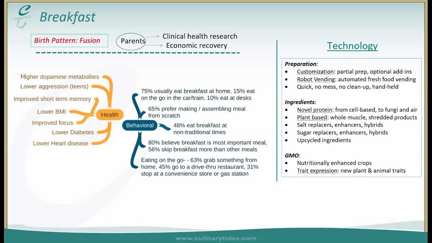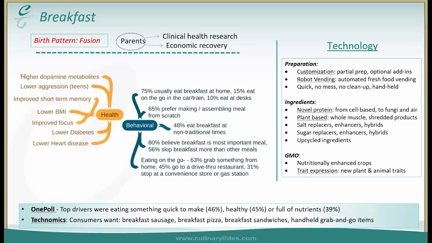So technologies, can you customize it just like with snacks? Partial prep, can they add in things? Think of yogurt again. Robotic vending, going through automated food vending machines. Even with breakfast like snacks, if they're eating breakfast on the go or at their desk, quick, no mess, no cleanup, handheld. Ingredients, again, they're looking at novel proteins, plant proteins or plant-based breakfast. Salt replacers, enhancers, hybrids, same thing with sugar. And upcycled ingredients fit really well with breakfast. GMO, you're looking at nutritionally enhanced crops again, and also trait expression, new plant, new animal traits coming out.